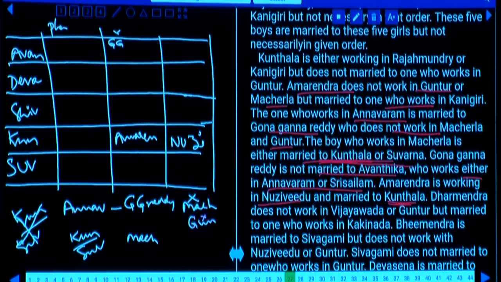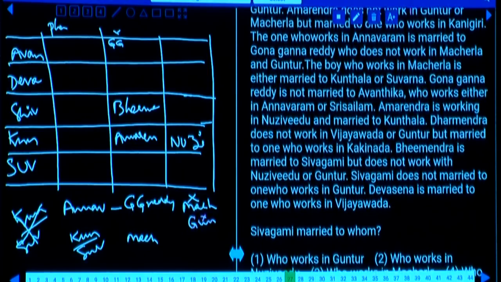Kuntala is either working in Rajahmundry or Kanigiri. Dharmendra does not work in Vijayawada or Guntur, but is married to the one who works in Kakinada. Bhimendra is married to Sivagami, but does not work in Nuzuveedu or Guntur. And Sivagami does not marry the one who works in Guntur. Devasena is married to the one who works in Vijayawada. Clear? Now let us go through the information once again.